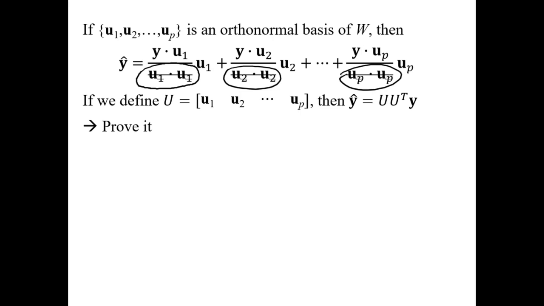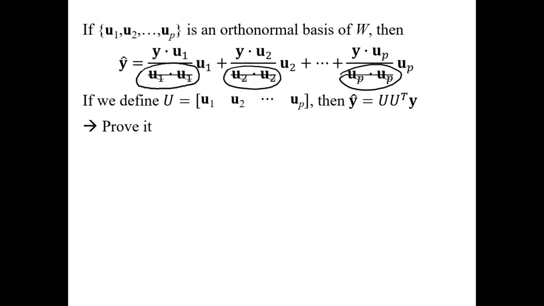And so here's what I wanted to work on now. I'm going to define U as being the matrix where each column is made up of those vectors in the orthonormal basis. And I'm claiming that y hat is U times U transpose times y. So let's see why that is.